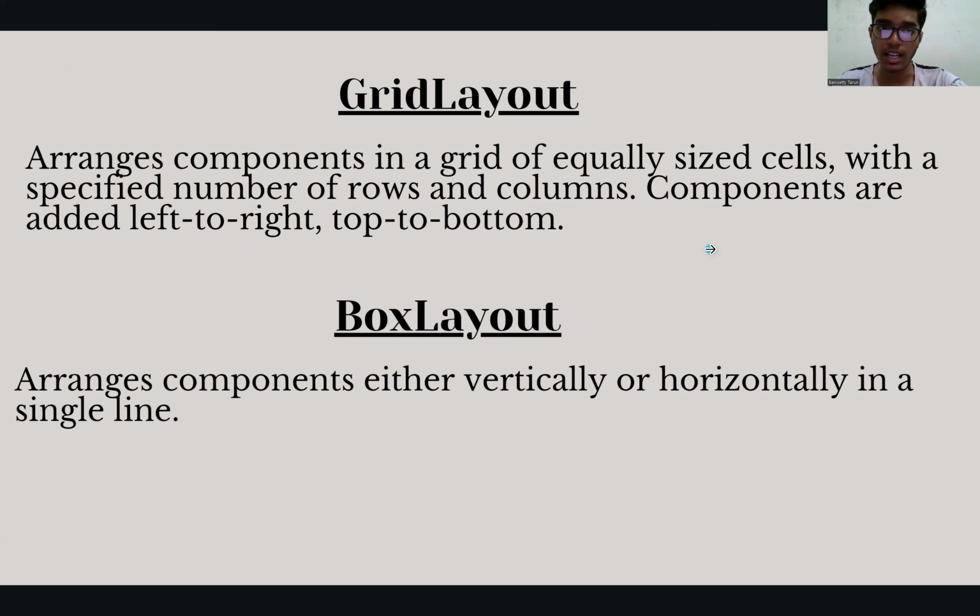And the next layout is grid layout. In grid layout, all the components are of the same size, in equally sized cells, with a specified number of rows and columns. Components will be added from left to right, top to bottom. And the next layout is box layout. In box layout, the components are added either vertically or horizontally in a single line.